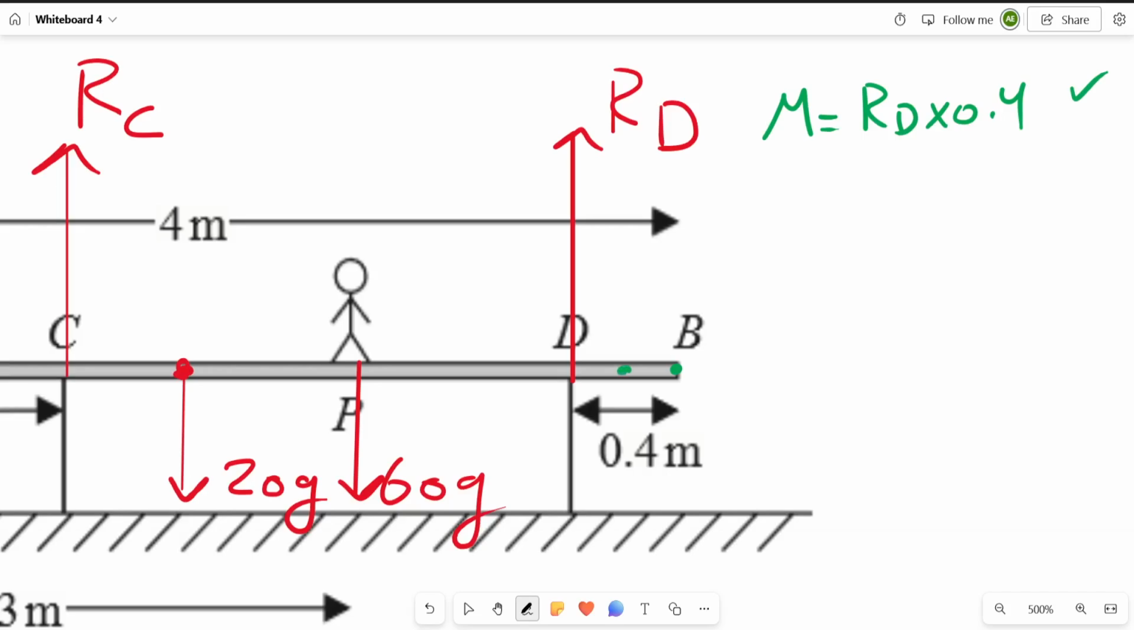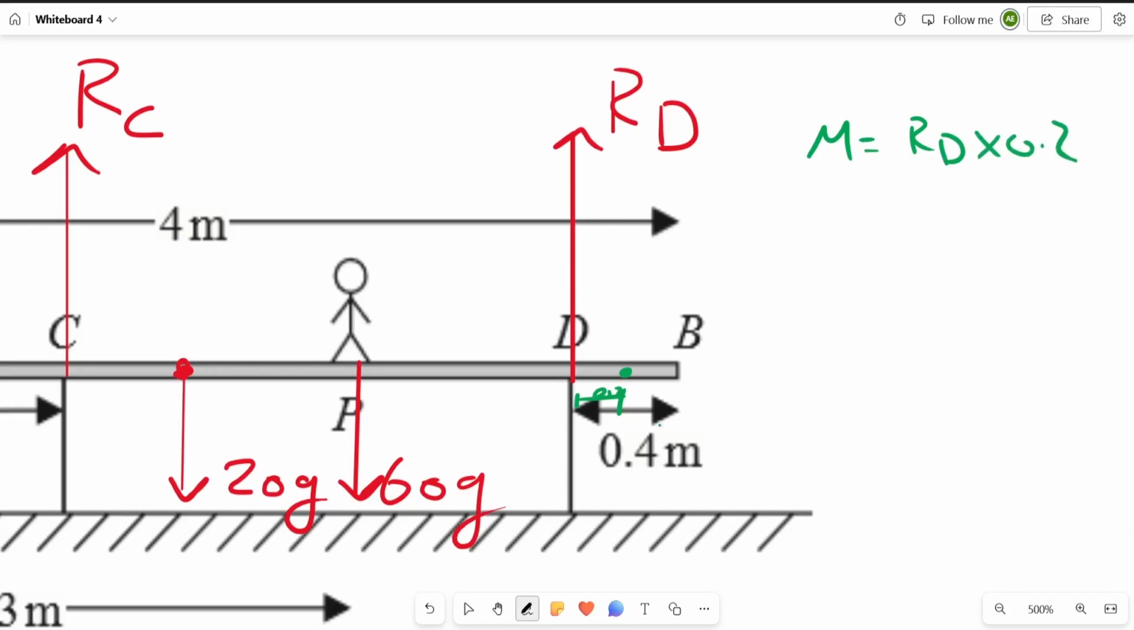What if I took a point other than point B? I'm going to take it, let's say, over here. This distance now is not 0.4, it's going to be shorter, let's say 0.2. So your moment is going to equal RD times 0.2. What if I keep going towards D until the perpendicular distance is actually 0?